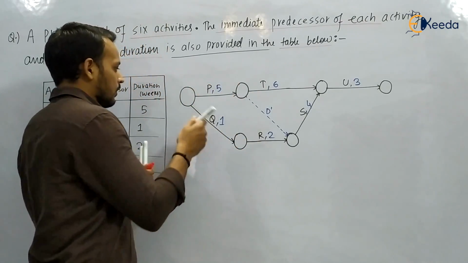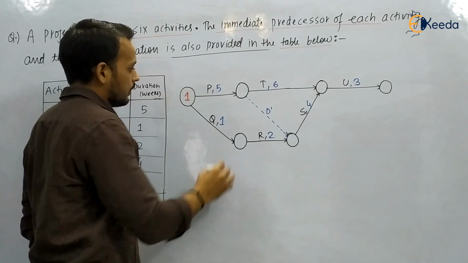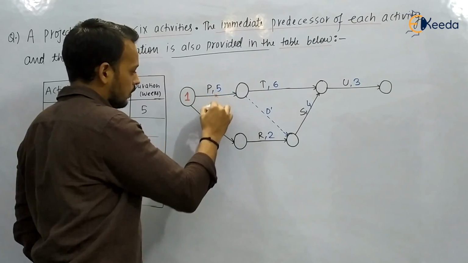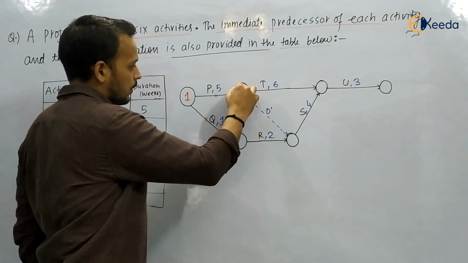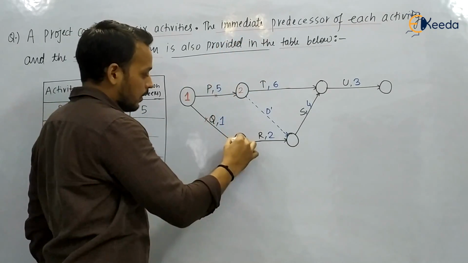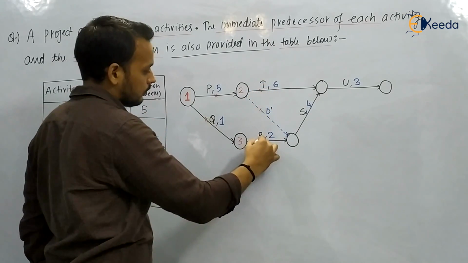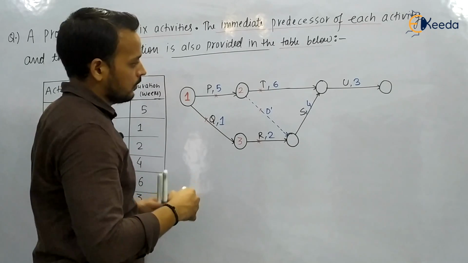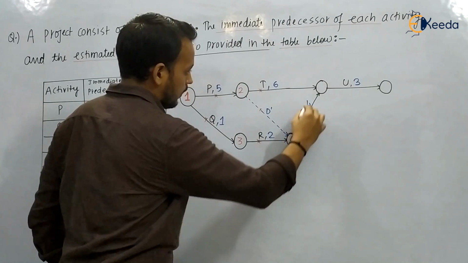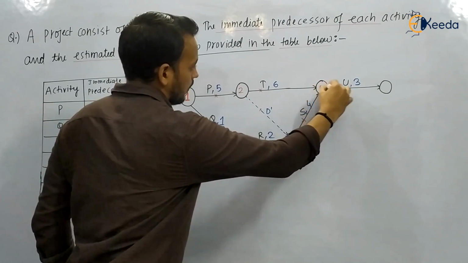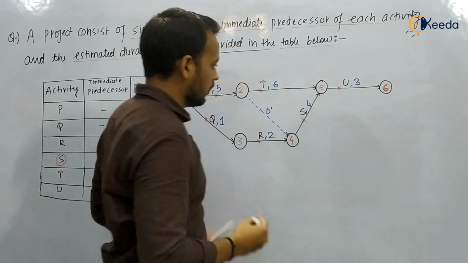This is number 1 because it is not having any incoming activity. Now we are going to cut this one and this one, the emerging ones. Now we have 2 nodes, so we will name this one 2 because it is present on the top, and this one is 3. Now we will cut the emerging one. So we have got this one, this is number 4. Now we will cut the emerging one. This is number 5, and this is number 6. So we have named the nodes.